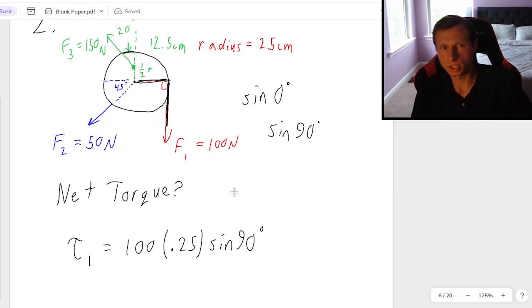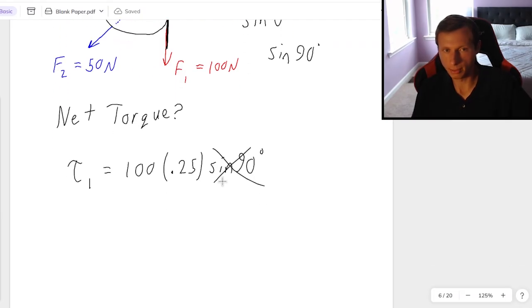And if I just look at this force, I clearly see this force is going to cause it to spin. If F1 pointed that way, let's say, still no angle, just straight to the right, that would be 0 because F1 is clearly not causing this wheel to spin. So it will be sine 90. If you want, you can just ignore the sine altogether because sine of 90 is 1. And you can expect that to happen a lot in these torque problems.